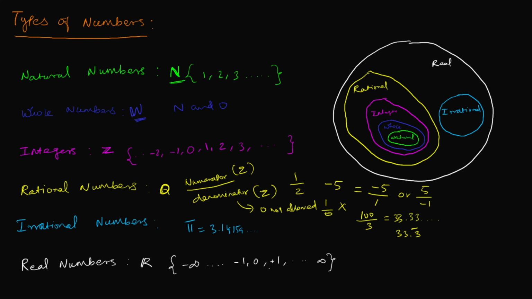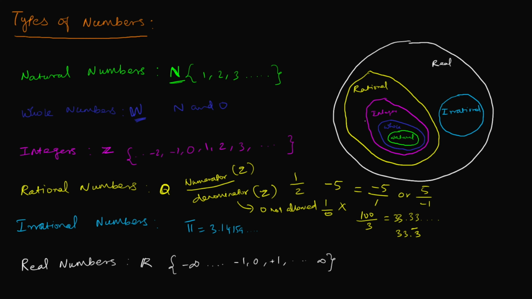When I say decimal numbers, we have infinitely many decimal numbers between 1 and 2 itself. So it's going to include all those numbers. So every number that you can ever imagine is part of real numbers.